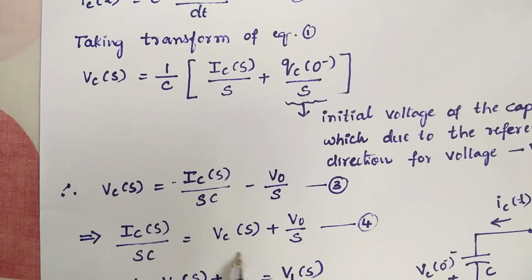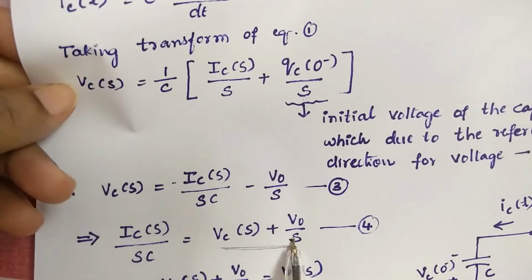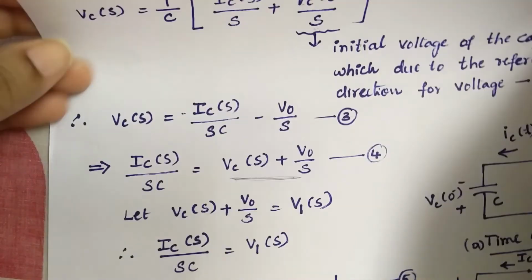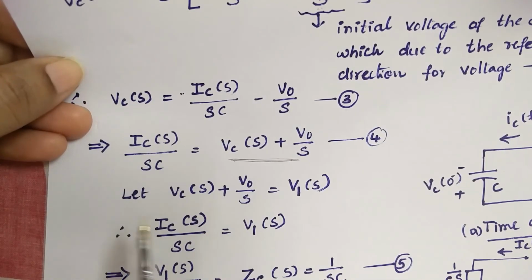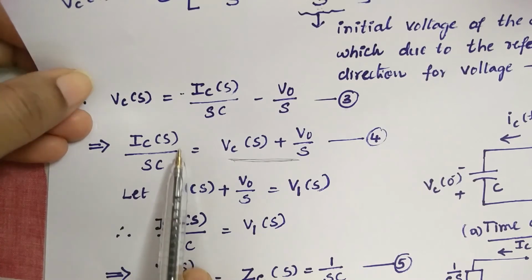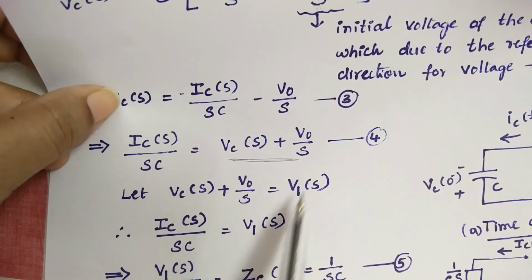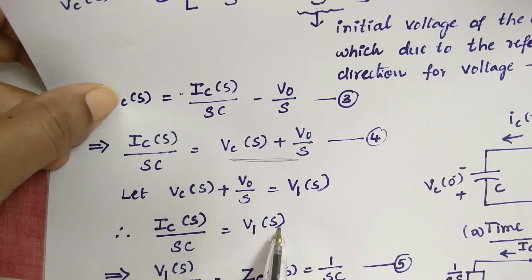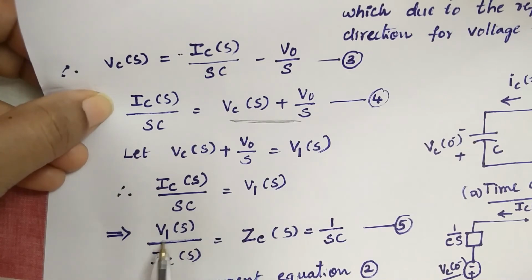Let us assume this entire expression as V1(s), because it is the voltage across the capacitor plus the initial voltage across the capacitor, so collectively this will be called V1(s). If we do so, the equation becomes Ic(s)/sC is equal to V1(s). Now take the ratio V by I, that is V1(s)/Ic(s). V by I is called impedance.